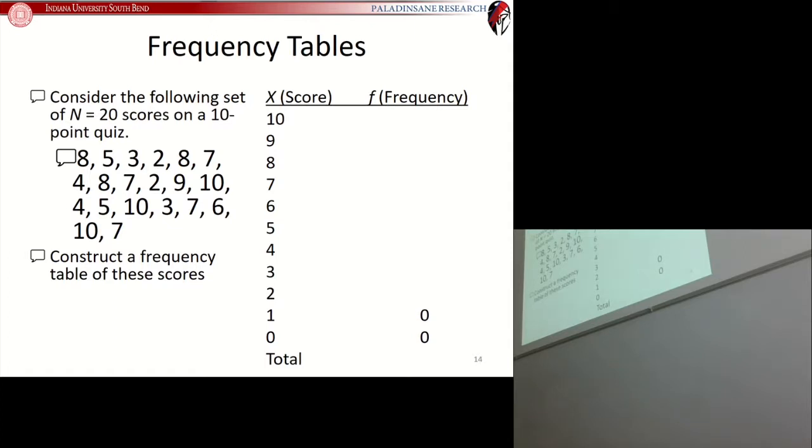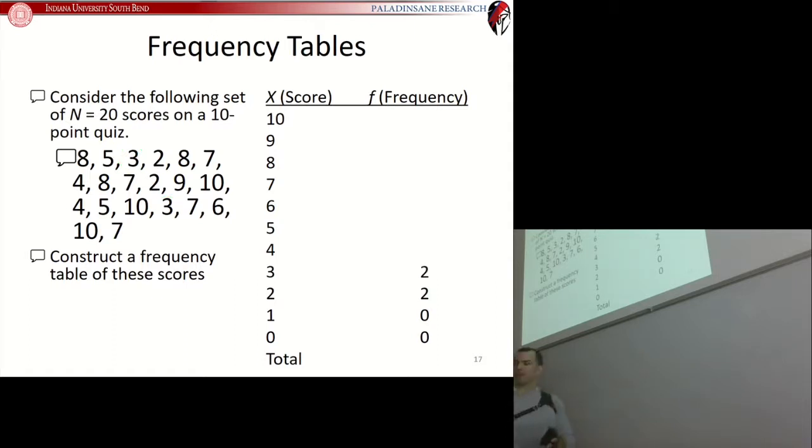How many scored 2 out of 10? For that, we find one individual scored 2 out of 10. A second individual scored 2 out of 10. So we have 2 people scoring 2 out of 10. The score of 2 occurs with a frequency of 2. How many achieved 3 out of 10? Well, we got one right there, and one right there. Once again, 2 individuals achieved the score of 3 out of 10.